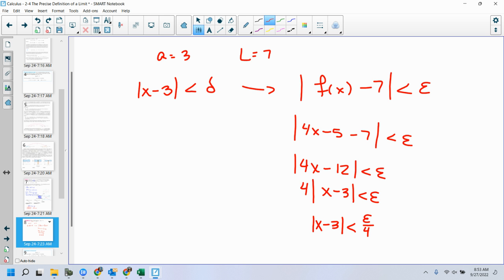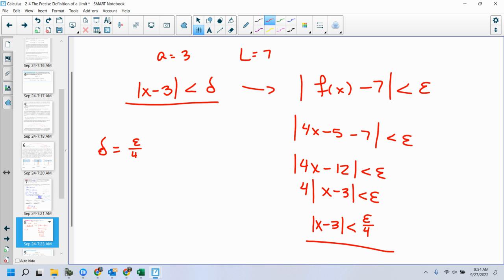So we say that I know the absolute value of x minus 3 has to be less than epsilon over 4. So what delta are we going to choose? Look at this statement and look at that statement. What is delta equal to? Epsilon over 4. So what we just showed here is that we are going to choose the delta value of epsilon over 4.